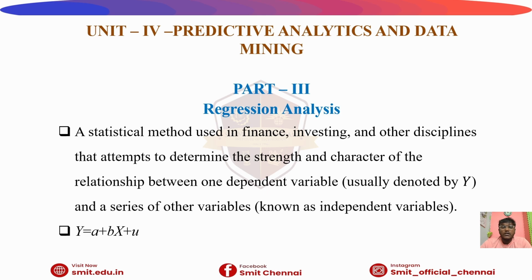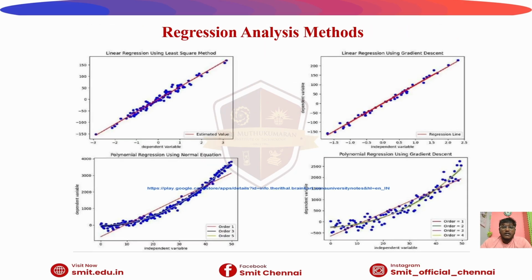Polynomial regression models curved relationships. Example: predicting crop yield based on temperature. Yield may increase then decrease. The key output for these models is the coefficient, which tells us the direction and strength of each variable's influence.